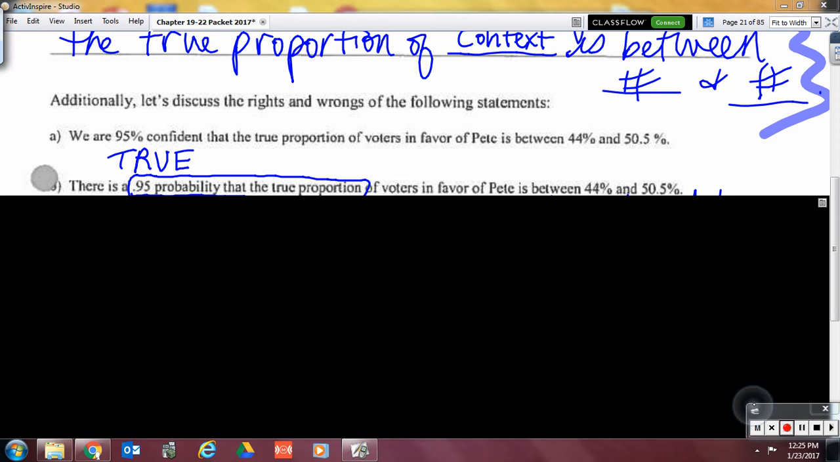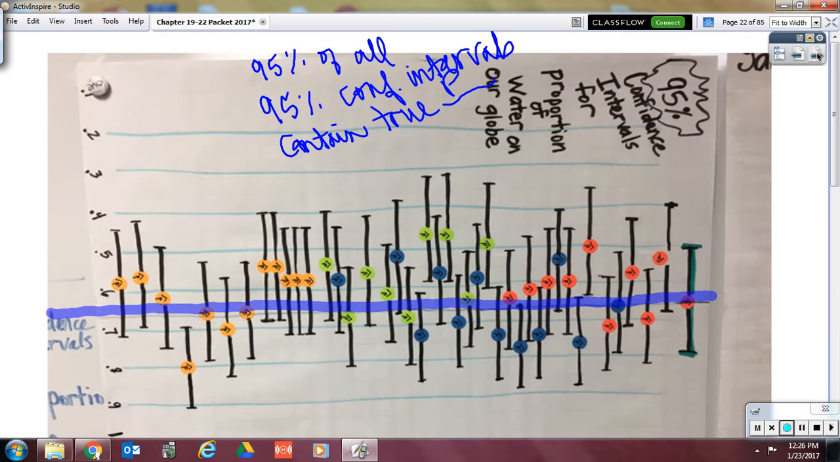So this next one says, there is a 0.95 or 95% probability that the true proportion of voters in favor of Presidential Pete is between 44% and 50.5%. So this 44 to 50.5, that's an interval that we had made from a p-hat. Okay, so that's our sample interval. This says there's a 95% probability that the true p is in the interval that you found, your p-hat interval. And that's a non-true statement. It is false. And let me give you a picture as to what's so bad about it.